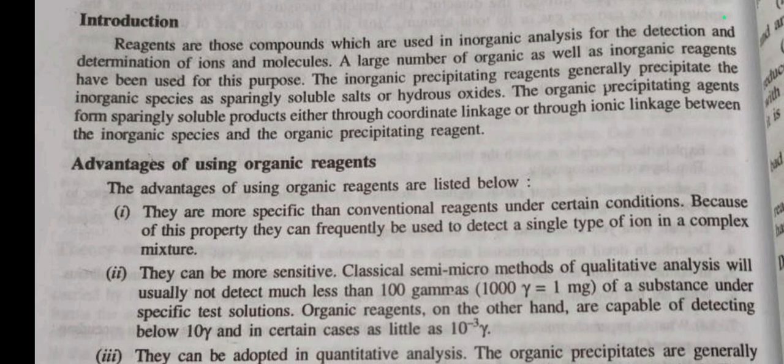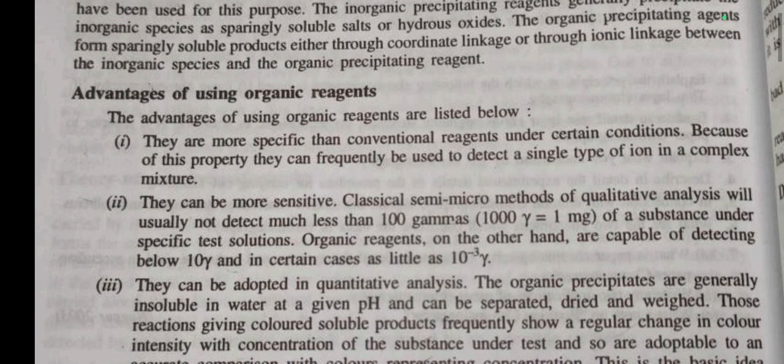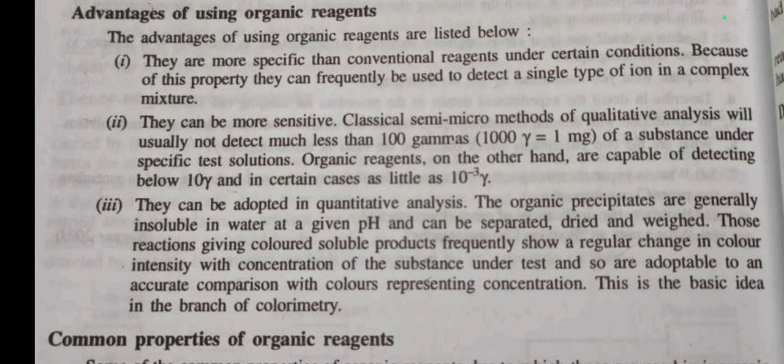Advantages of using organic reagents. The advantages of using organic reagents are listed below. Number 1. They are more specific than conventional reagents under certain conditions. Because of this property, they can frequently be used to detect a single type of ion in a complex mixture. Number 2. They can be more sensitive.